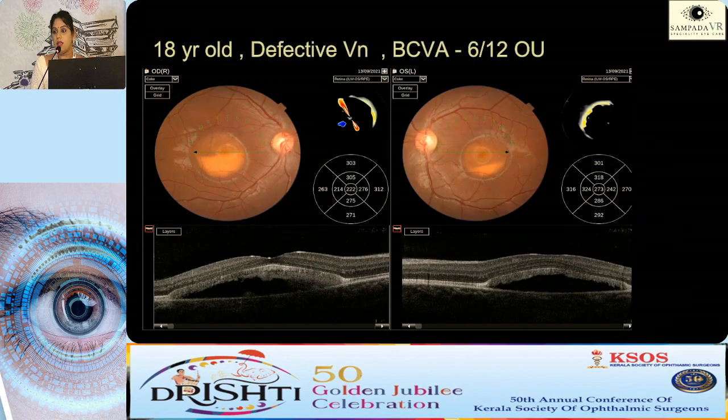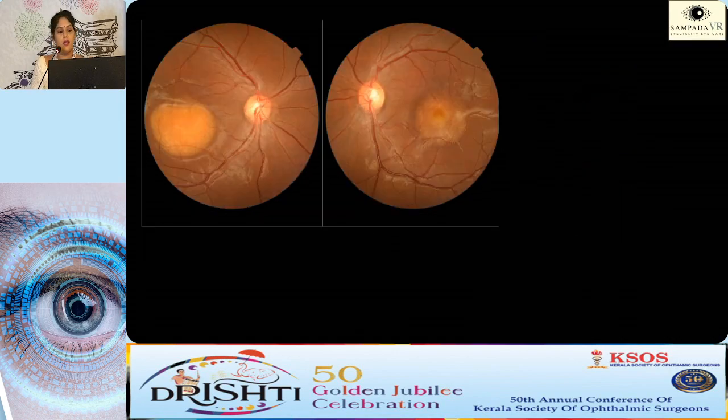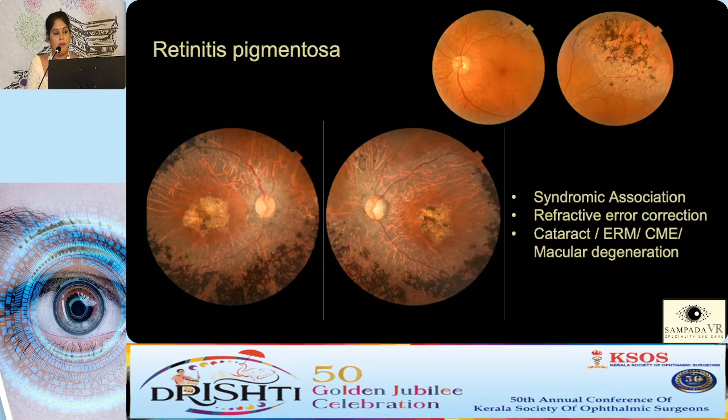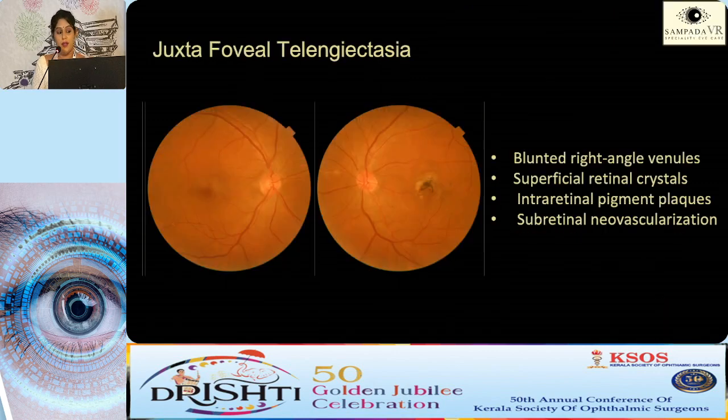Now, Stargardt's disease, in due course of time, you can see this has ruptured and finally ended up with a scar. Retinitis pigmentosa can be sectoral or full-blown. You have to correct the refractive error to the maximum, and if the central part of the patient is having visual loss, look for cataract, ERM or cystoid macular edema, which can be treated at the correct point of time so that the existing vision can be salvaged.